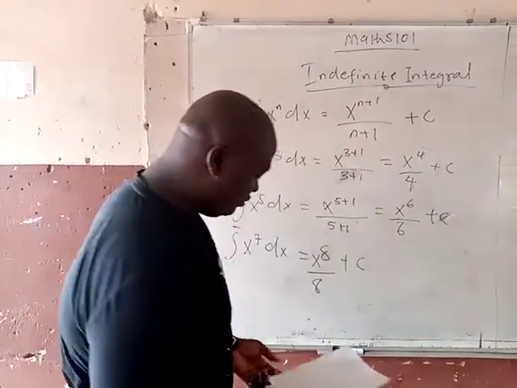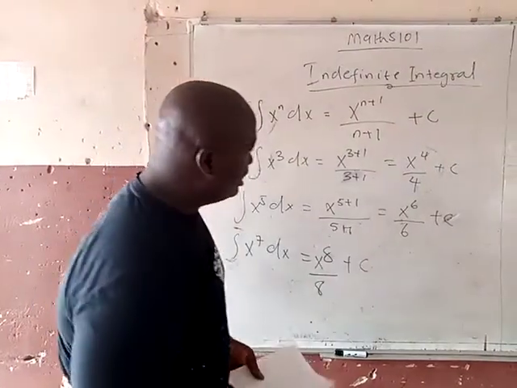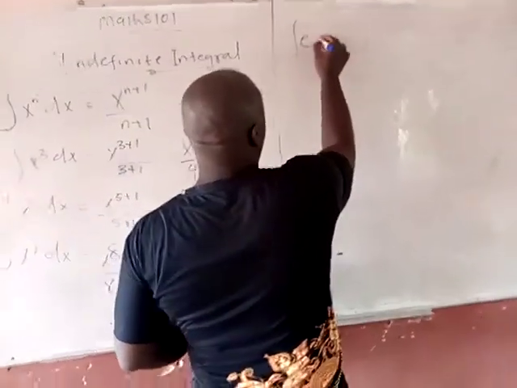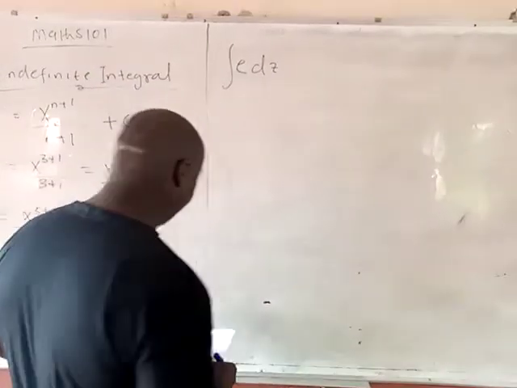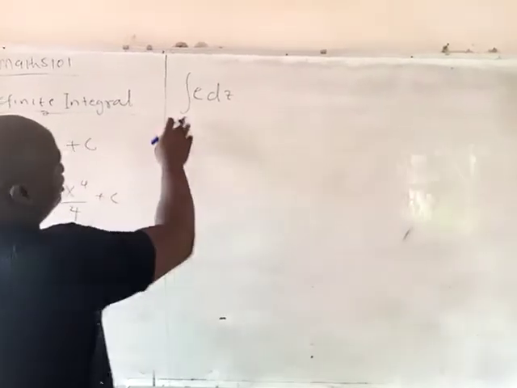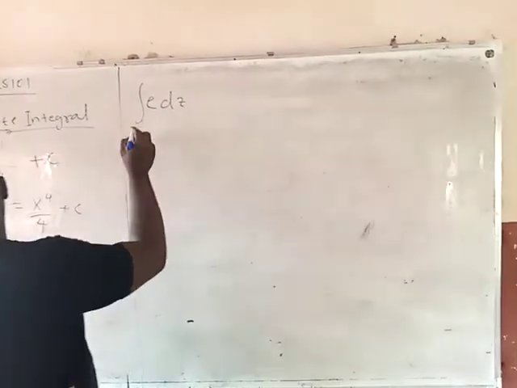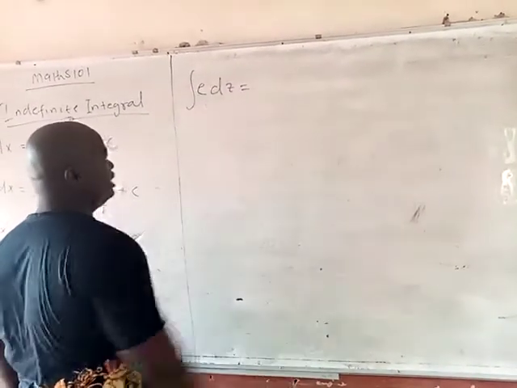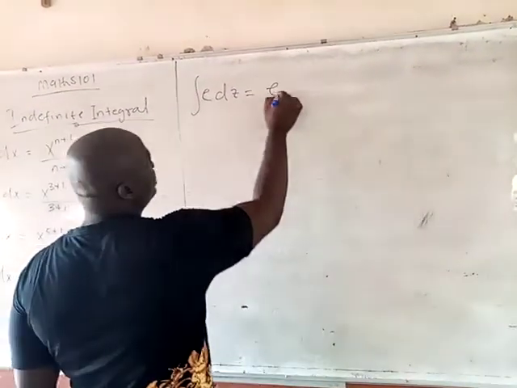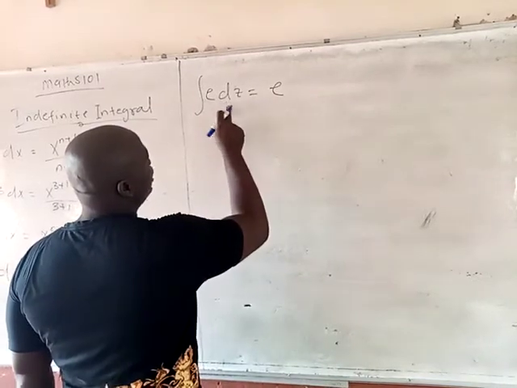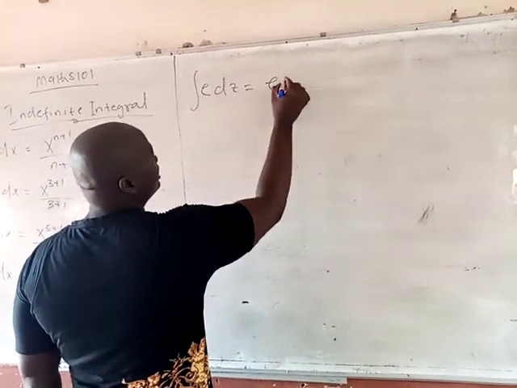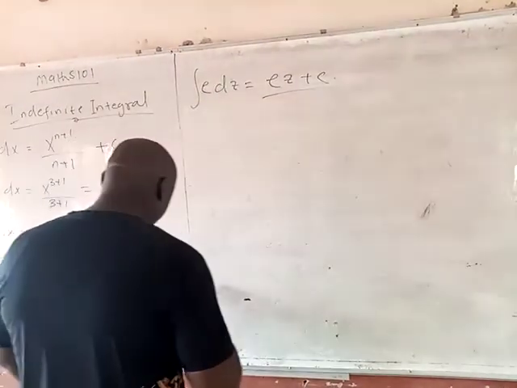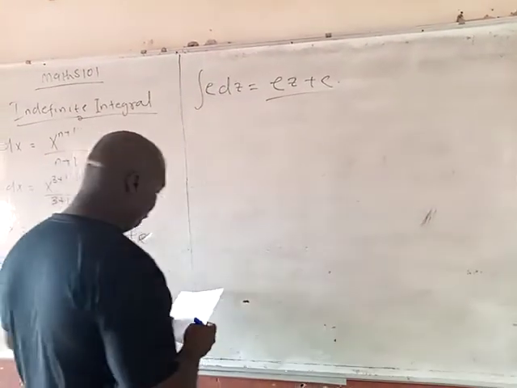Now, what if I give you an integral of, for example, e^x dx, and you should solve this integral of e^x dx. So the answer, whenever you see an e^x dx, the answer is always that e^x. So when you differentiate this, what you get is e^x plus what? C.